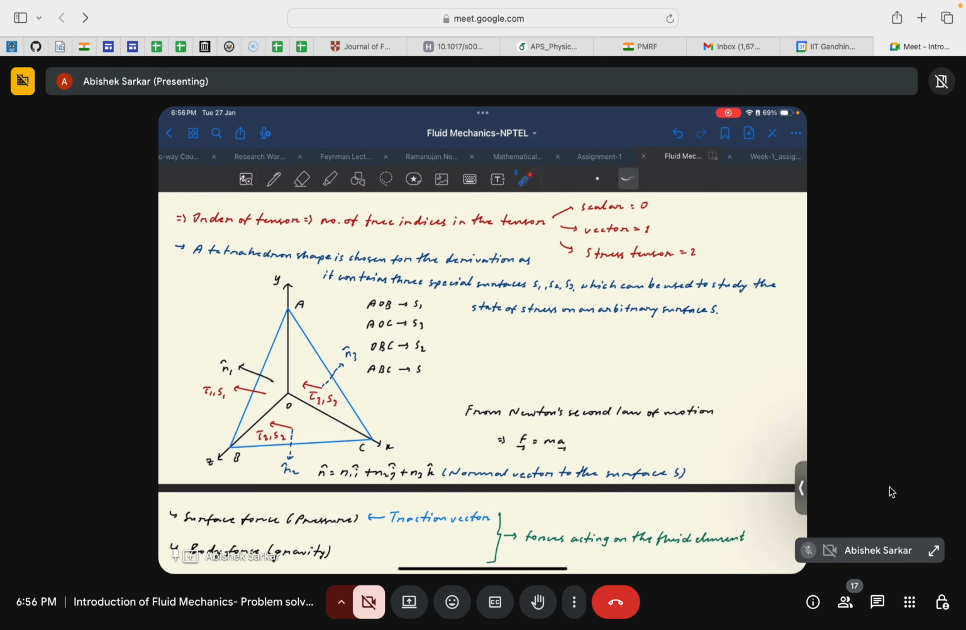Okay, so Professor Chakraborty used this tetrahedron shape to derive a relation between the traction vector and the stress components.